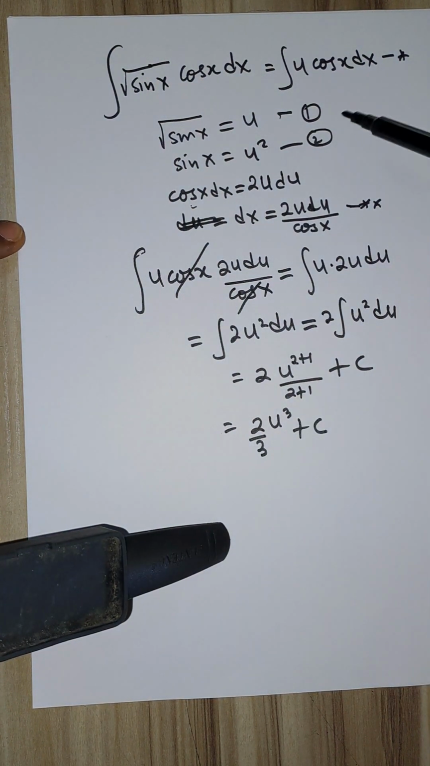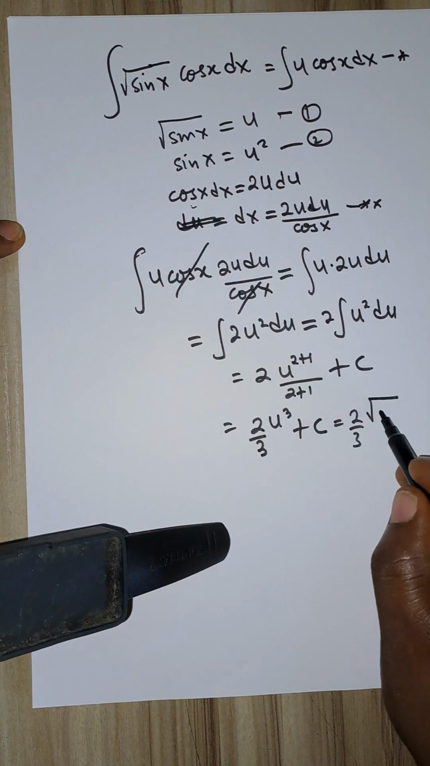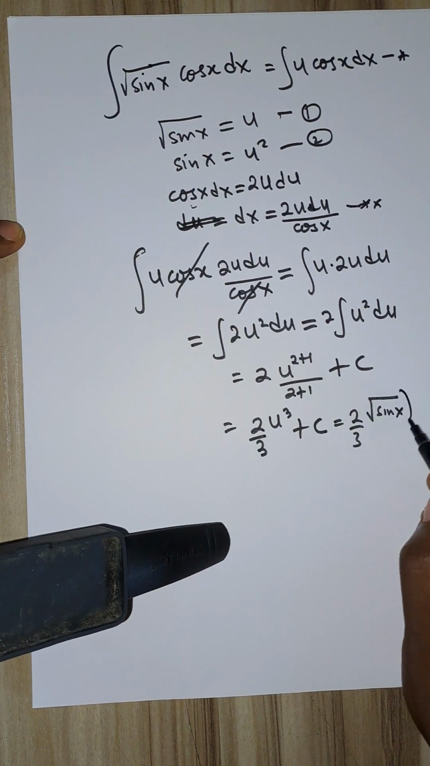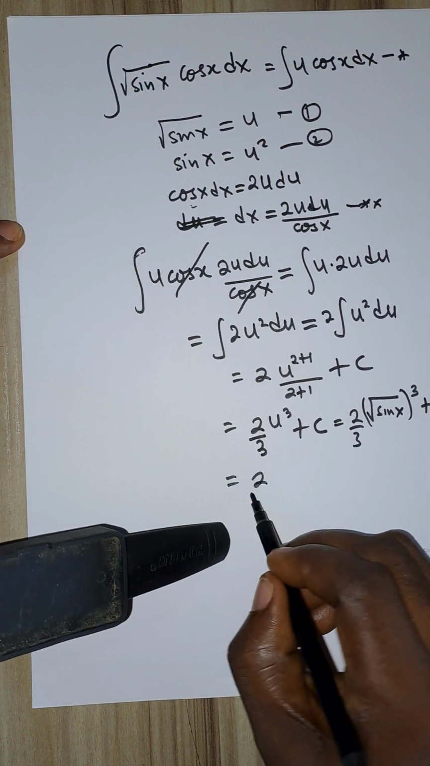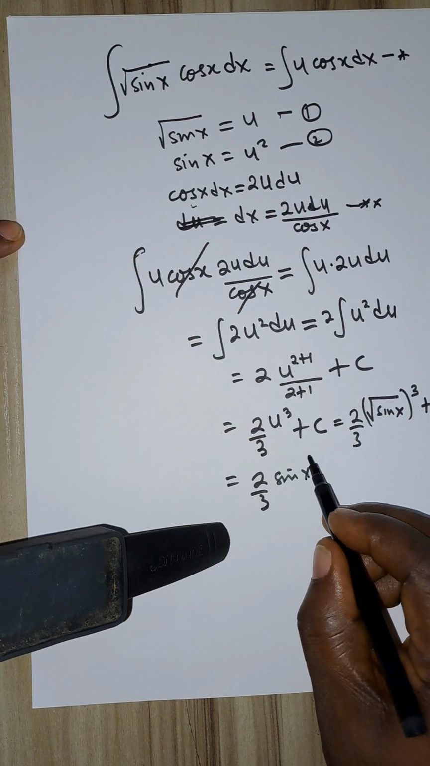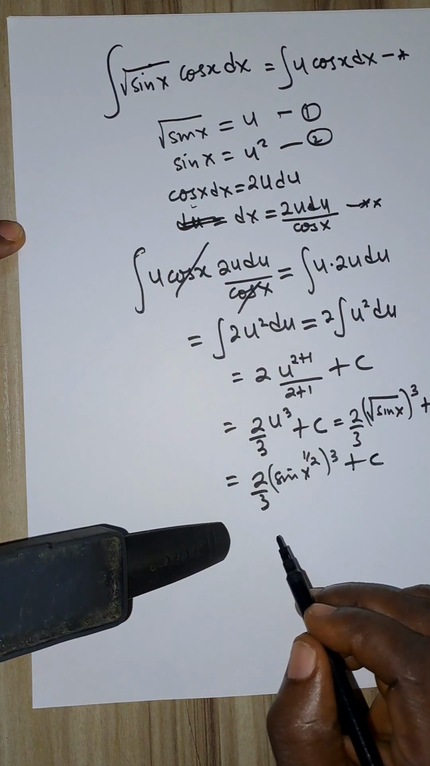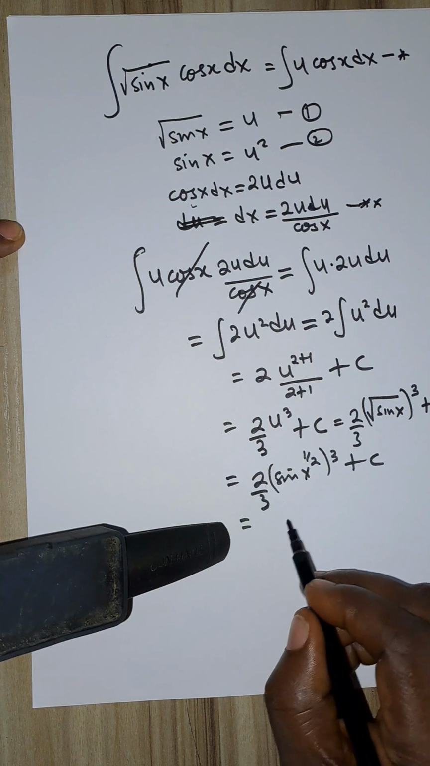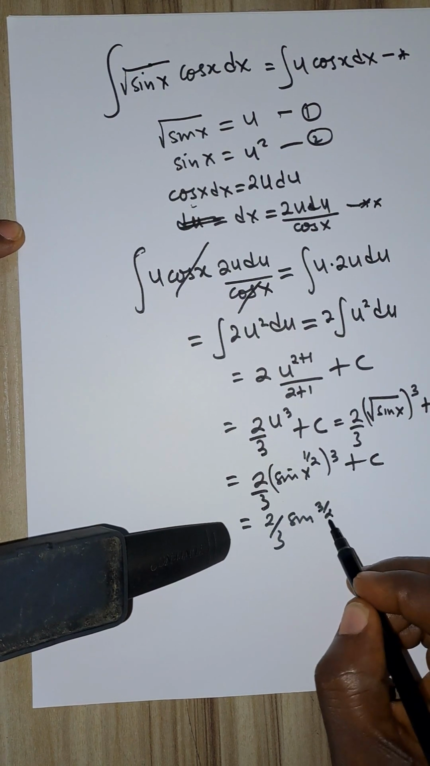So what is u? u is square root of sine x. So we have 2 over 3 square root of sine x to the power of 3 plus c. You can write it as 2 over 3 sine x to the power of one half, multiplied by 3, plus c. So that gives us 2 over 3 sine x to the power of 3 over 2 plus c. This is the answer.